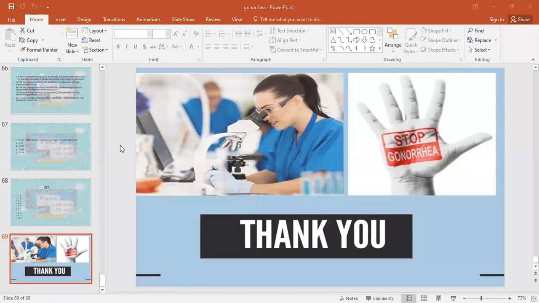My question for the class is, what is the most common symptom or the first symptom of gonorrhea? Can anybody answer this question? Urinary discharge, more, abdominal pain. Okay. Yes, the first symptom is usually burning or pain during micturition.